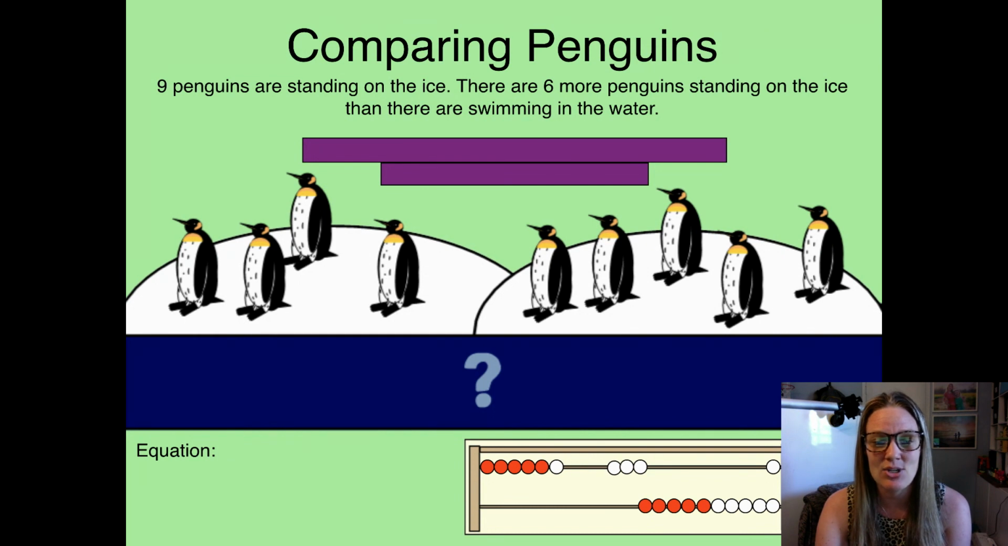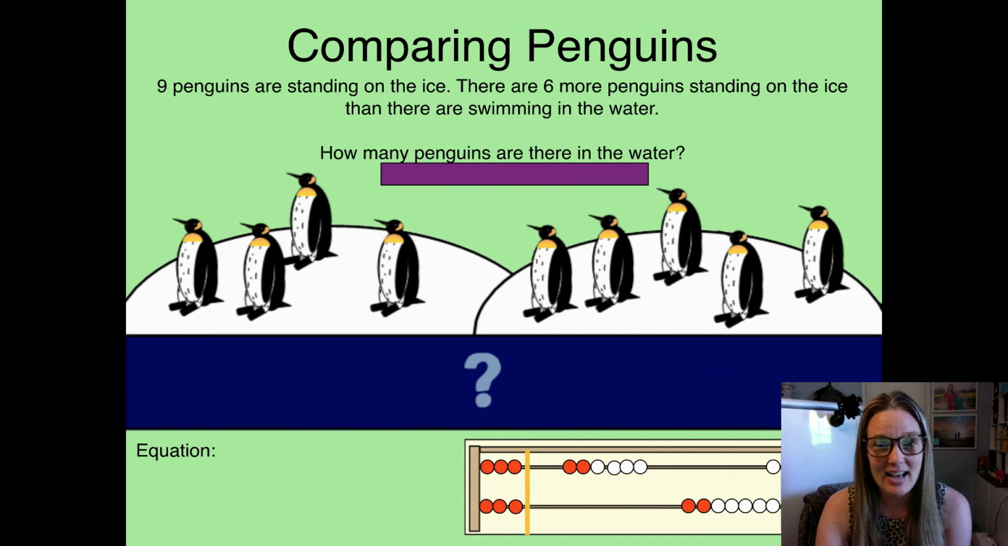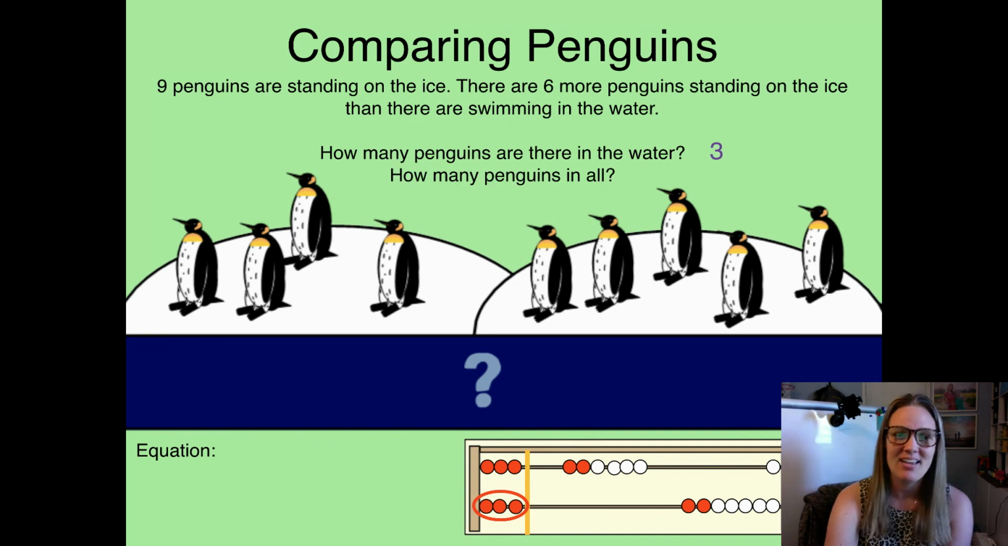Yep, push away those beads. We're gonna push away how many? Yes, 6. So we pushed away 6. How many are left? Yeah, how many are left? 3. Yeah, very good. So there are 3 in the water. Very good. All right, so now again, it's asking us how many penguins are in all.